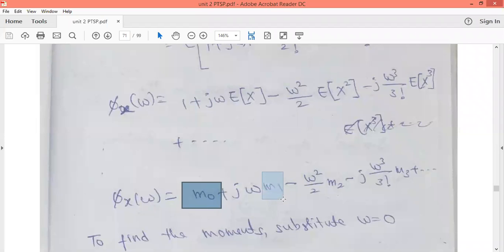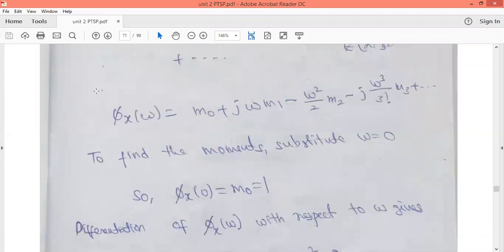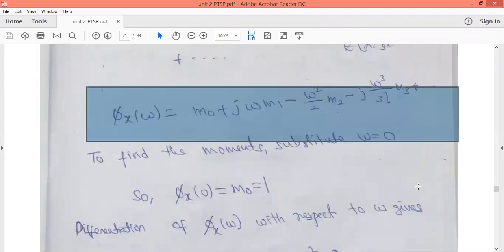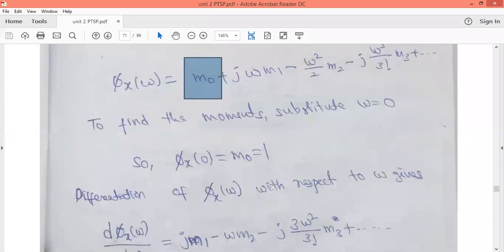M1, what is M1? M1 is nothing but the expected value of x. What is M2? M2 is nothing but the expected value of x square. M3 is the expected value of x cube, and so on. Okay. Now we substitute omega is equal to 0 in this equation. Students, substitute omega is equal to 0. So what do you get? We get only m naught, yes or no? So phi x of 0 will be equal to m naught, that is equal to 1.